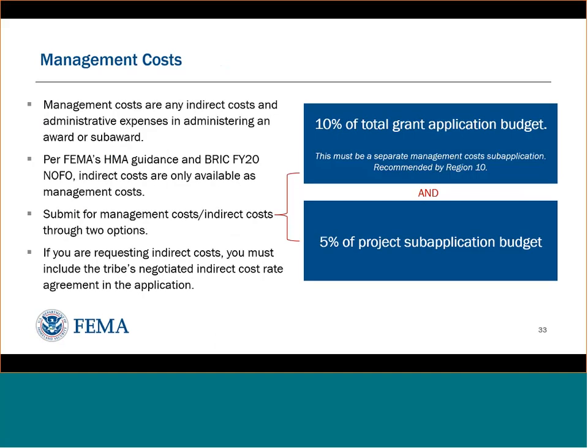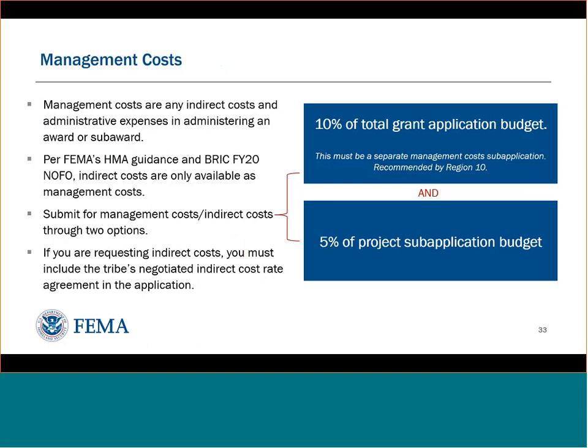So management costs, I mentioned that earlier, so just linking back to that for a second. That is distinctively different from the project management. Management costs, again, are the indirect costs and administrative expenses of administering an award or sub-award. So it's responsible for that overarching component, whereas project is really directly aligned to the project itself.